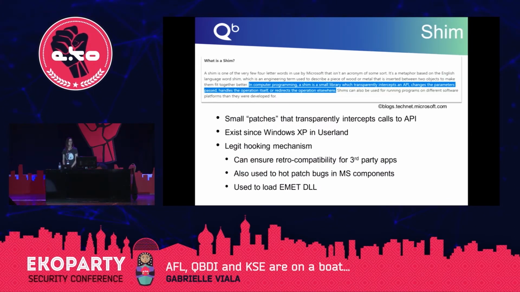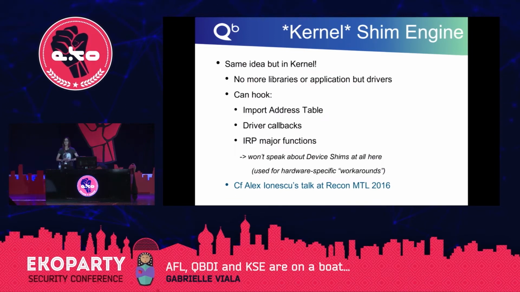But first, let's go for a quick definition, because I'm not sure everyone knows what a shim is. If you look on the internet, you will find this definition, which basically says that a shim is a small patch that transparently intercepts calls to an API. It was added in Windows XP in userland, mostly for ensuring retrocompatibility, but also for quick-fixing bugs in the MS component. But here I won't speak at all about userland, only about kernel, and since we are in kernel, we won't speak about libraries or applications, but only drivers.